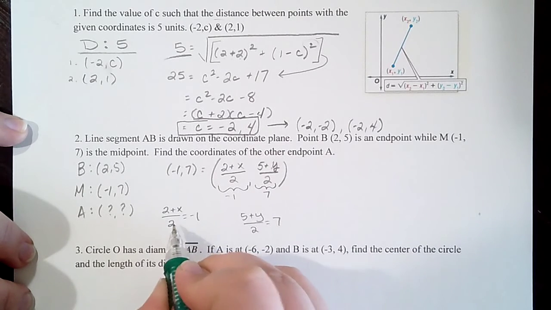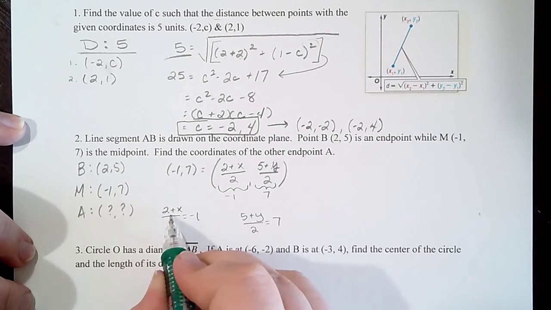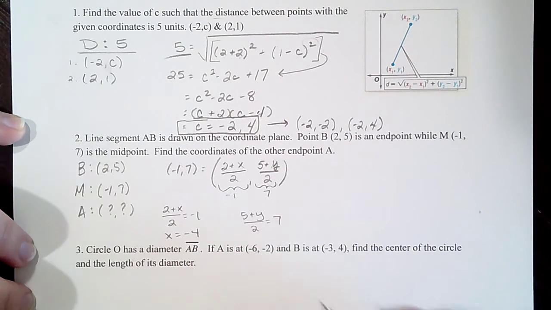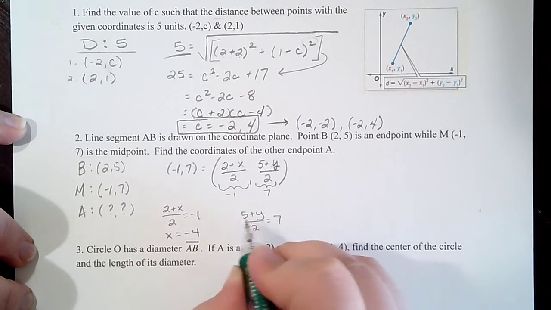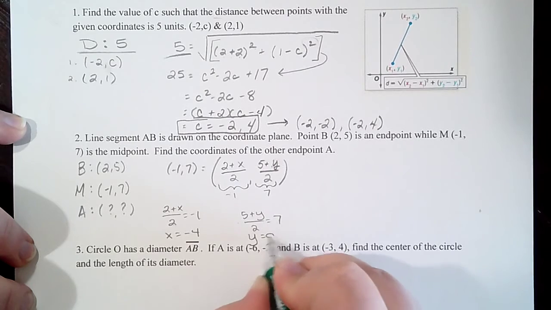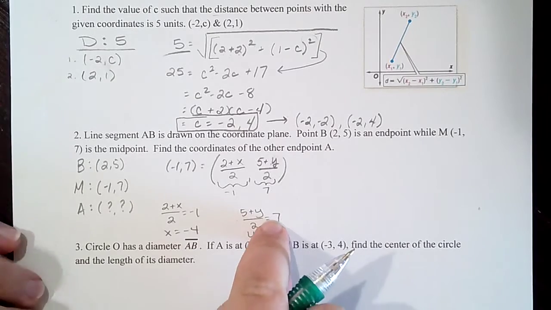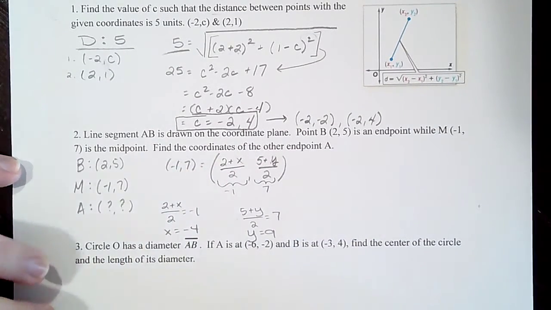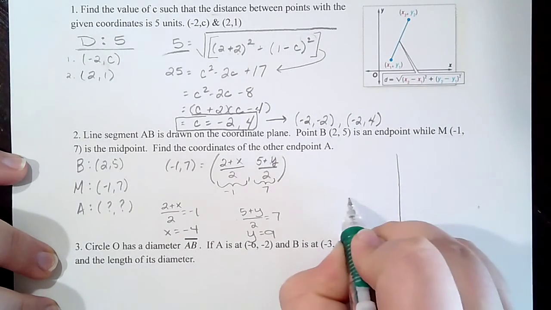So in this case, I'm going to multiply both sides by 2 to get rid of this fraction. So I get 2 plus x equals -2. Subtract the 2 over, and this one is going to be x equals -4. Same thing here, multiply both sides by 2, I get 14, minus the 5, I get y equals 9. Those are pretty easy to do, however, you have to understand the relationship between 2 coordinates, which isn't always really obvious.